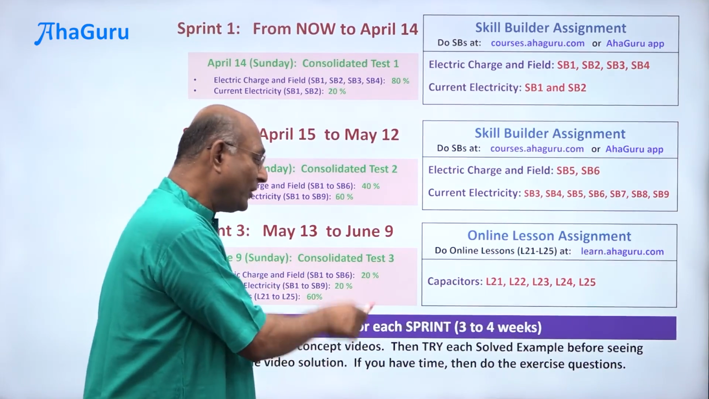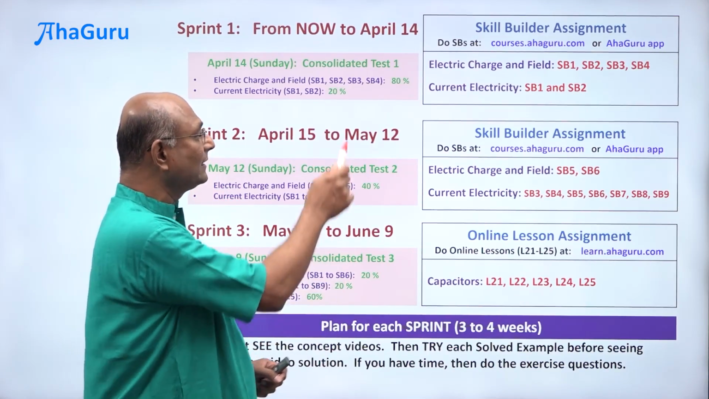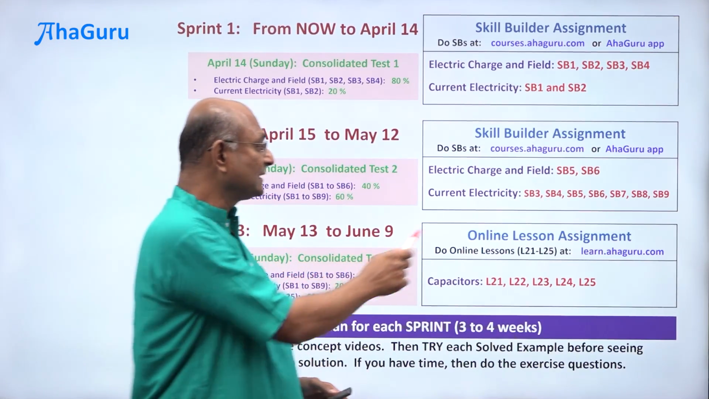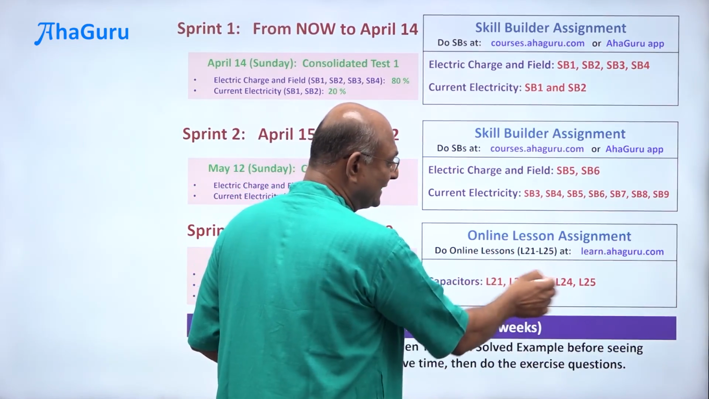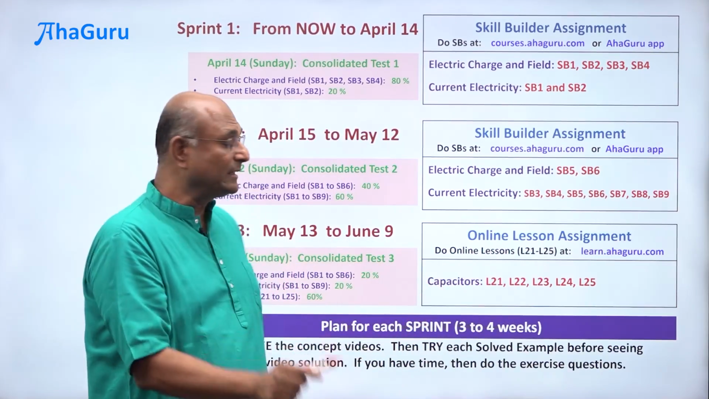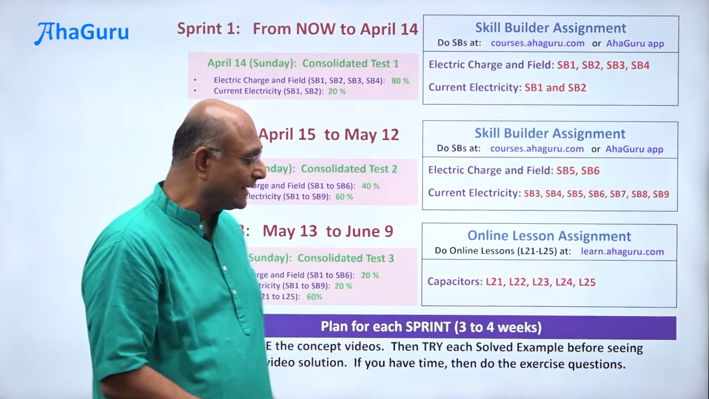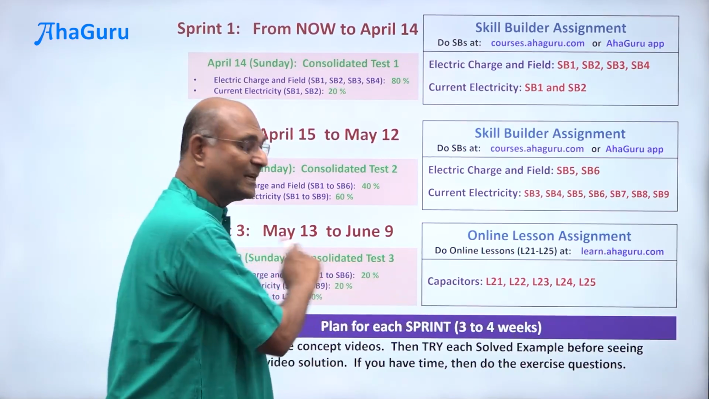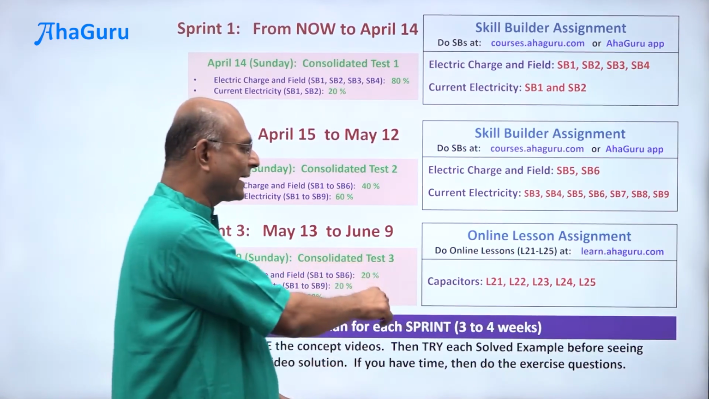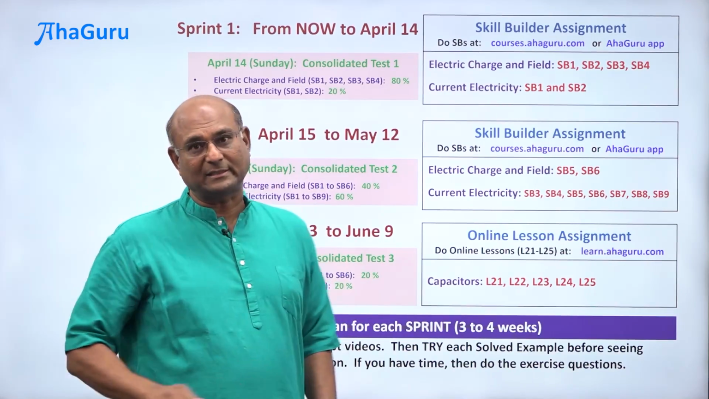Okay? If you have time, then do the exercise questions that are there in the online lesson, which is in learn.ahaguru.com. If a lesson has been assigned like this, not as a skill builder, you must definitely finish all of the solved examples there as well as the exercises there. But if I gave it to you as a skill builder, then this is an optional thing, but I would recommend that you should go back and also do the exercise questions. There you don't have to see the concept, but at least do the exercise questions.